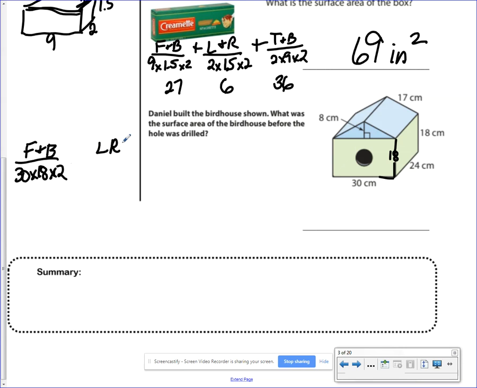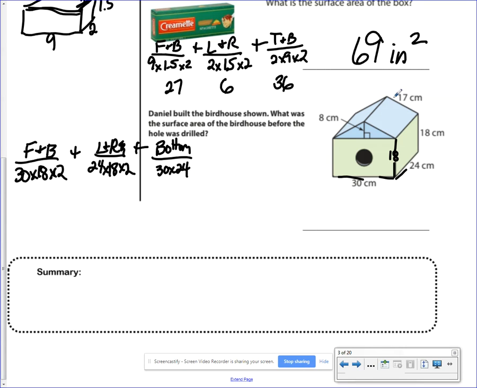Let's talk about the left and right side. The left and right side are these 2 rectangles, and they measure 18 by 24 or 24 by 18, and you have 2 of those. Now, the bottom is this big rectangle that's 30 by 24. But there's only one bottom, because see on the top, we built up this roof. So there's only one of these, no times 2.